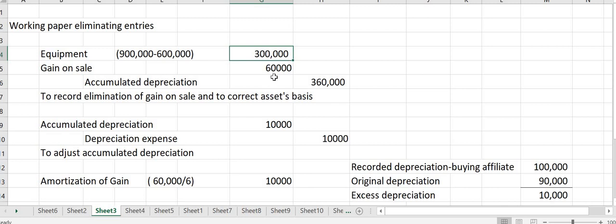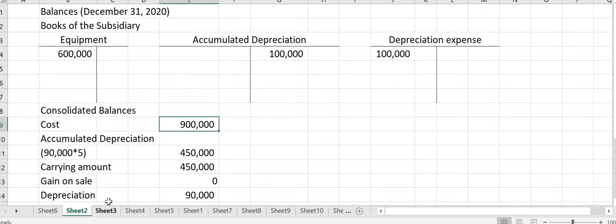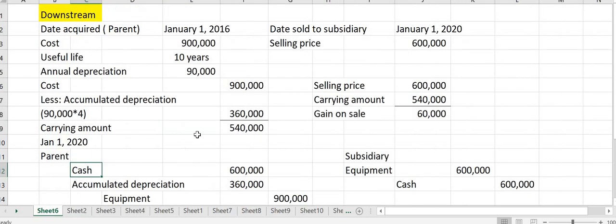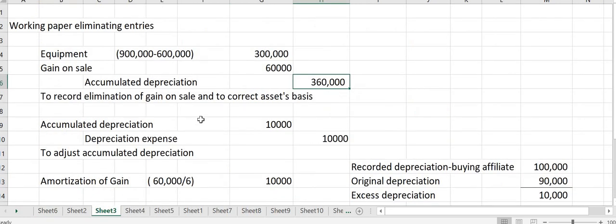Then we'll eliminate the gain on sale, di ba? And then establish natin yung accumulated depreciation that we have debited during the sale, di ba? Yung entry natin during the sale, we have debited accumulated depreciation of 360,000. Therefore, pag eliminate natin, i-establish natin ulit yung accumulated depreciation of 360,000. Okay? So again, the entry would be a debit to equipment for 300,000 to bring back the cost to 900,000. We'll eliminate gain on sale and establish the accumulated depreciation at 360,000, yung amount i-debit natin during the sale.